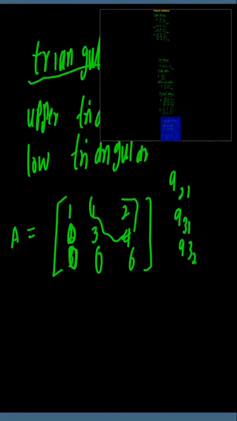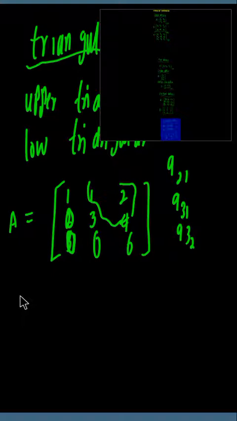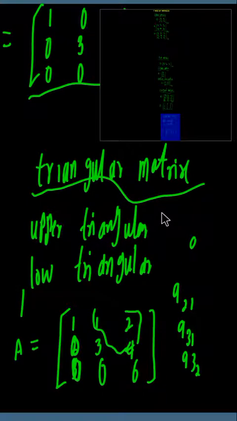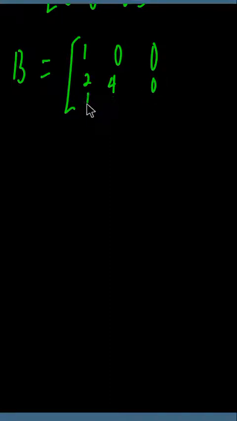Now let's demonstrate it so you can understand what I'm talking about. Let's say matrix B is equals to 1, 0, 0, 2, 4, 0, 1, 1, 1, for example.